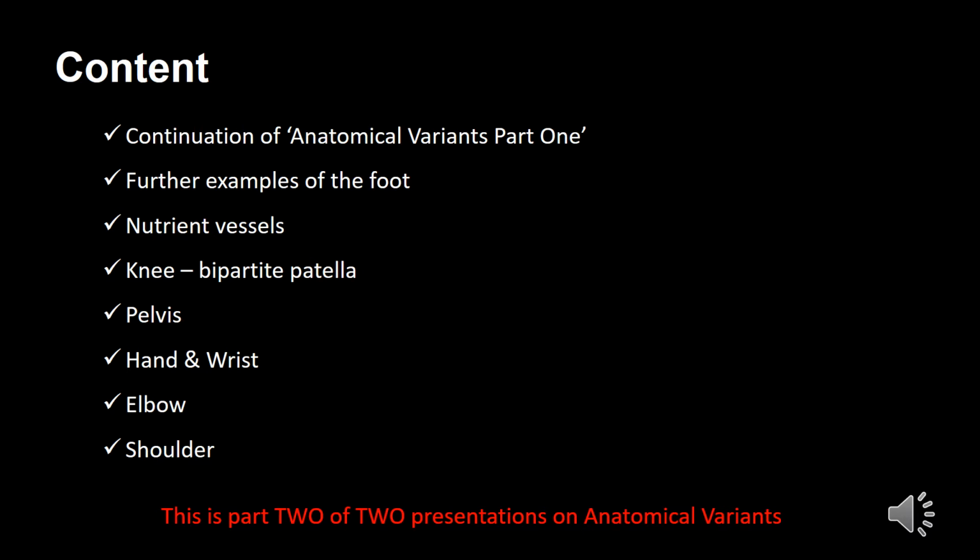And then we'll go on to nutrient vessels, and then take a look at the knee, in particular bipartite patella. And then we'll go on to the pelvis, hand and wrist, elbow, and finish up with the shoulder.